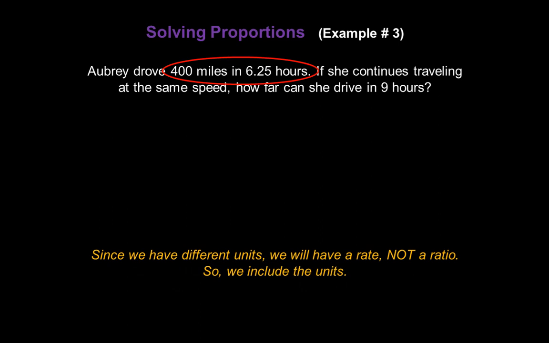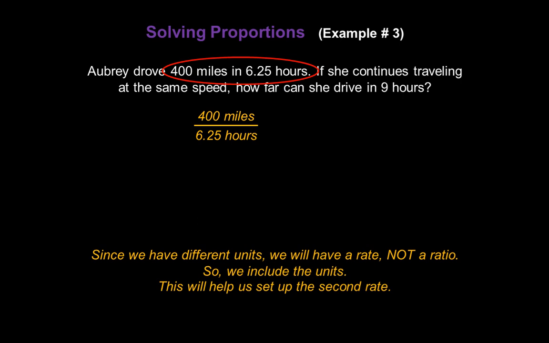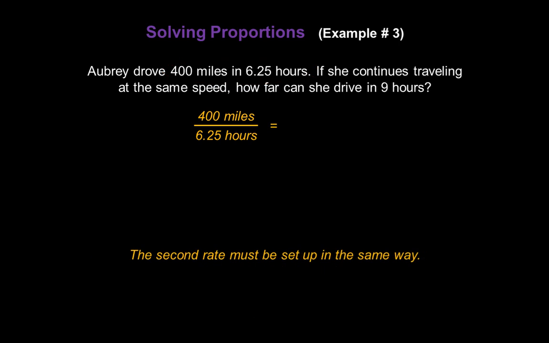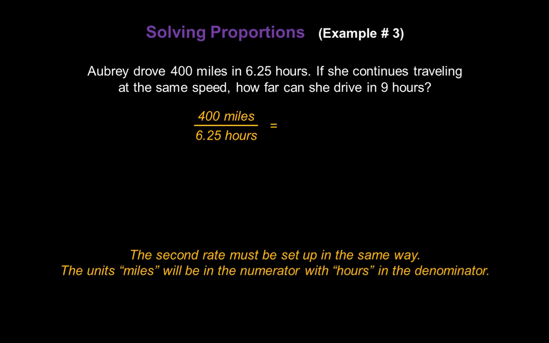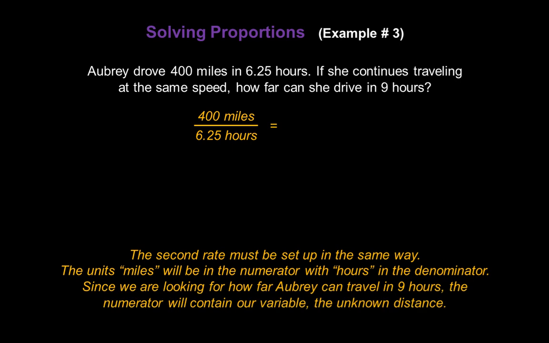Since we have different units, we're going to have a rate this time, not a ratio, so we'll include the units in our rate. 400 miles in the numerator over 6.25 hours. This will help us set up the second rate. The second rate must be set up in the same way with the units in the same part of the rate. So the units miles are going to be in the numerator and hours will be in the denominator.